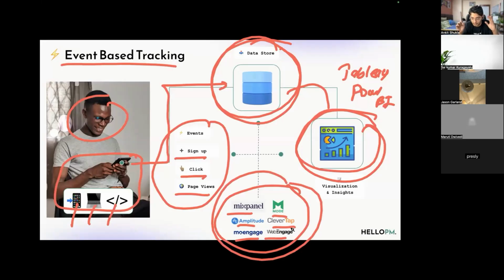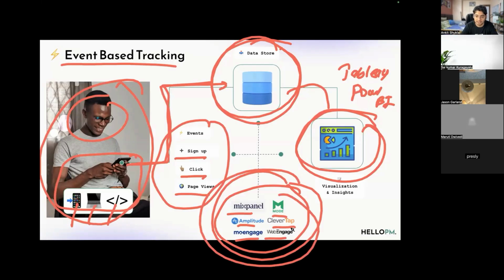You just have to insert the code in your code base in your product, and then the events you are going to give to your developers. The developers are going to put these events in your product. Whenever a user does these events, they are going to get captured, they are stored, and then you can see the visualization all on one platform.